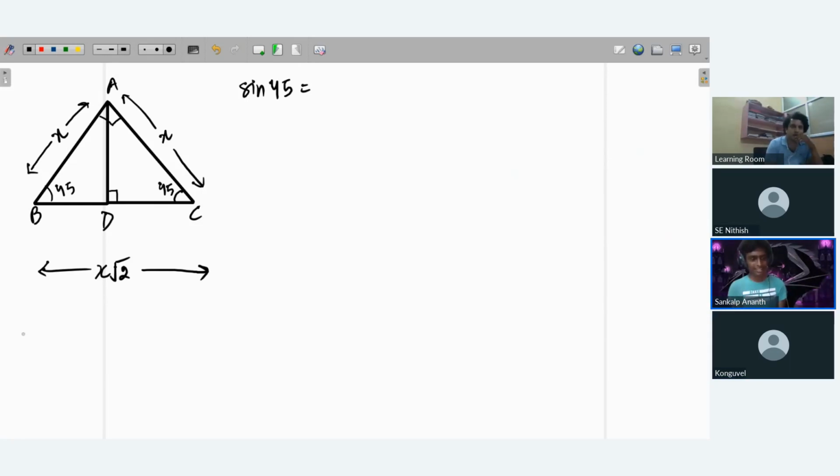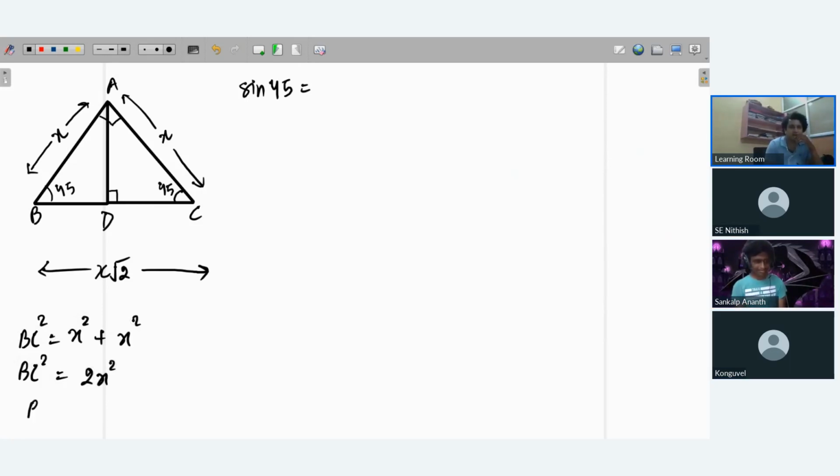See, isn't it x square plus x square, sir? Why not? So BC square is 2x square. BC is x square root 2. Okay. Now look again, just like that, ABD and ACD are congruent. So what should be DC?